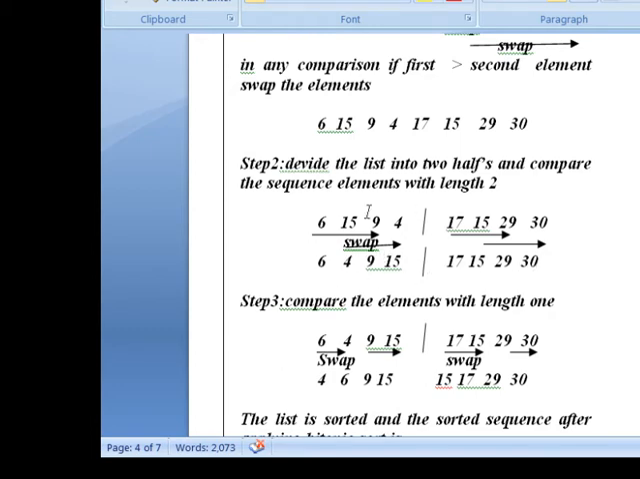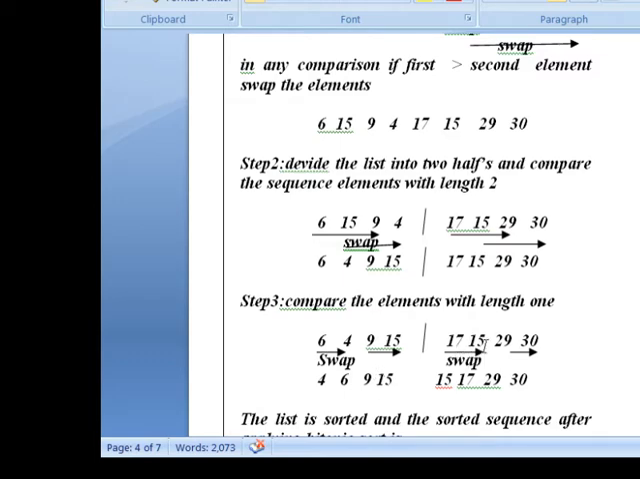But again compare the elements with length 1 now. So these two go to one comparator, and these two go to the second comparator. These two input values give it to one comparator, and these two give it to the other comparator. Now 6, 4 will give 4, 6. Because the input values are 6 and 4, what is the first output the comparator generates? The smallest value. That's why we get 4, 6. So 9, 15 means we will get 9, 15 only.